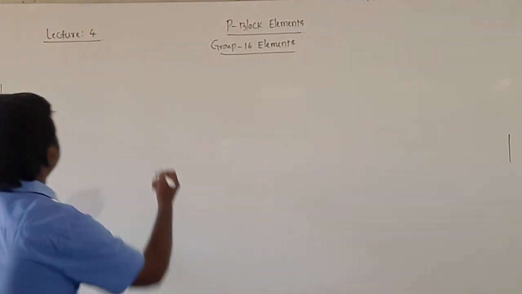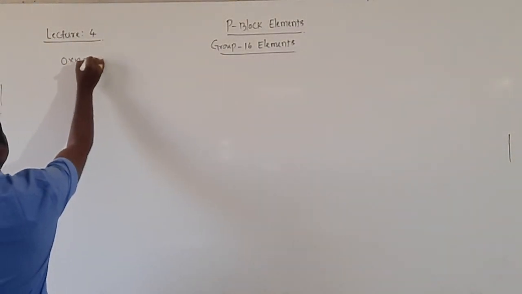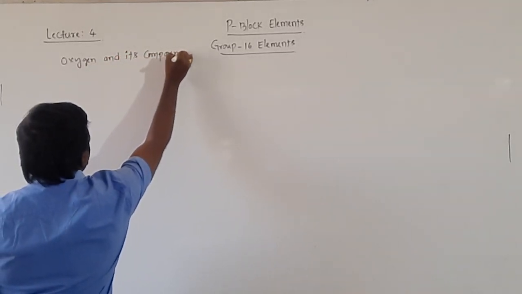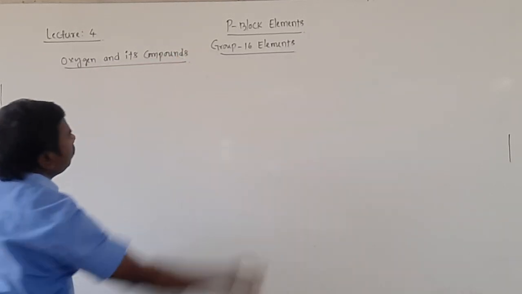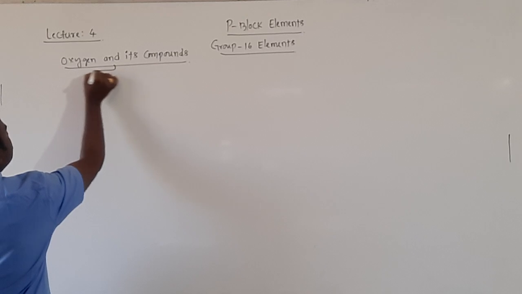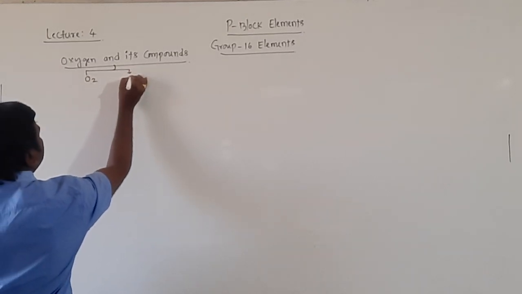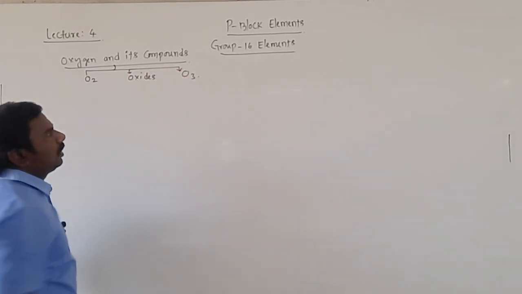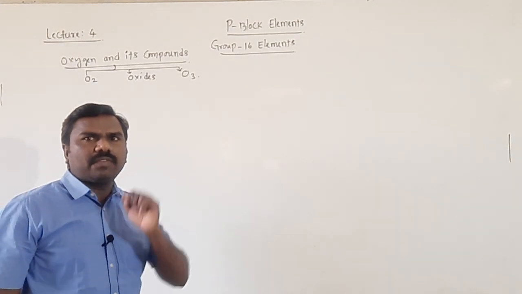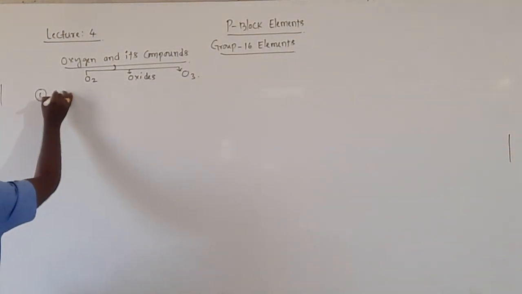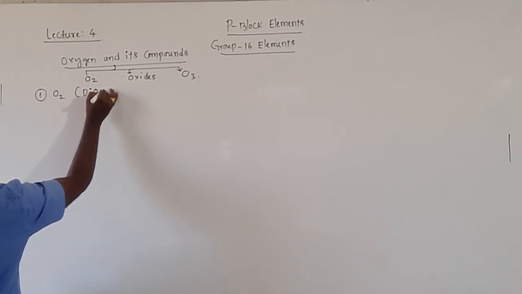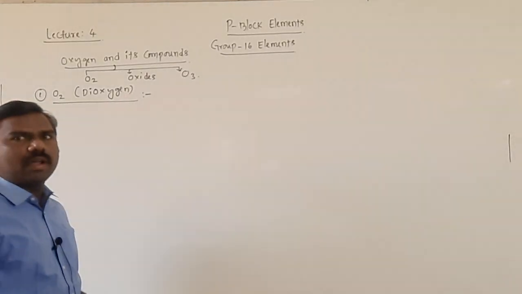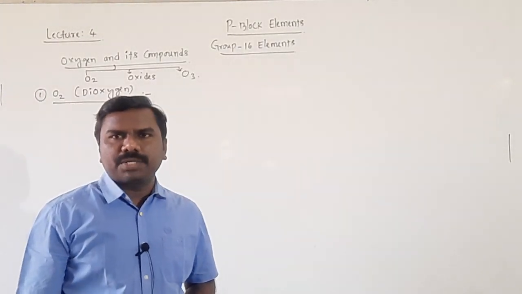First one, oxygen and its compounds. In that, the first one is O2, the second one is oxides, the third one is ozone. So, these are the topics we need to discuss. Now, the first one is O2, also called dioxygen or oxygen gas. We will start with the preparations.